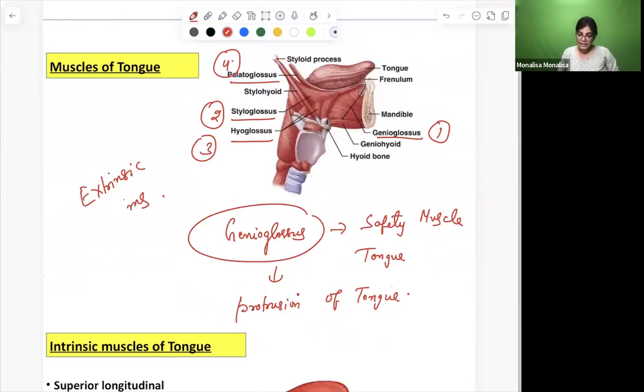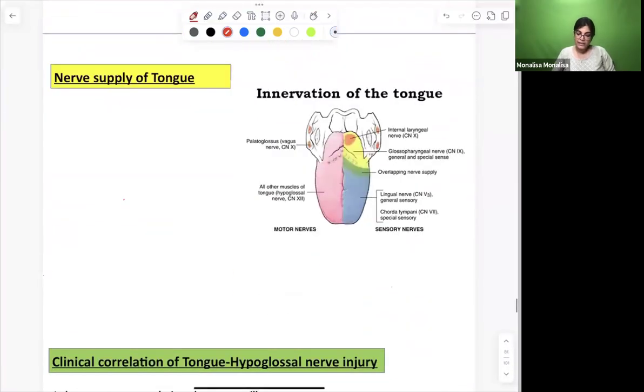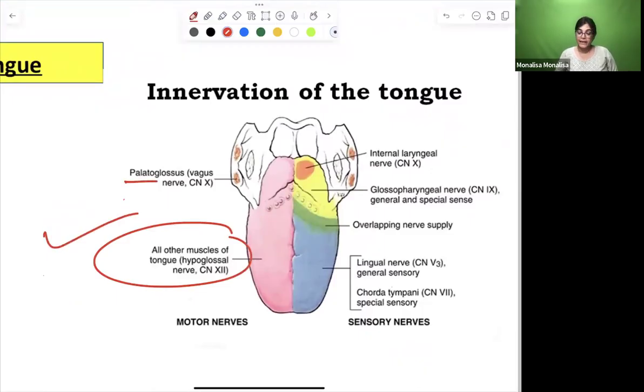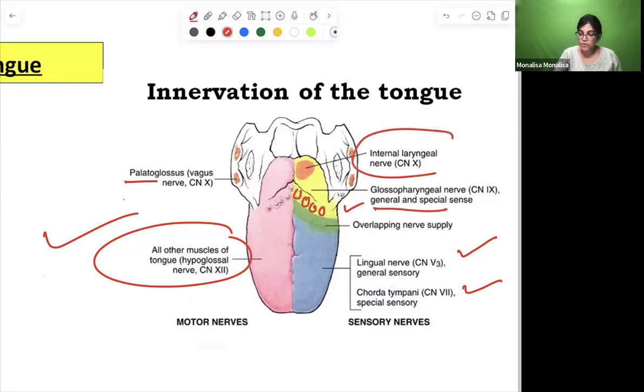And this is the nerve supply, everyone. All the muscles are supplied by the 12th cranial nerve except palatoglossus, by the 10th cranial nerve. The anterior part of the tongue gives sensory innervation via the lingual nerve and taste fibers via the chorda tympani nerve. The circumvallate papilla and the posterior part of the tongue get innervation from the glossopharyngeal nerve, and the posterior-most part gets innervation from the vagus nerve. So go through this image showing the innervation of the tongue, motor and sensory.